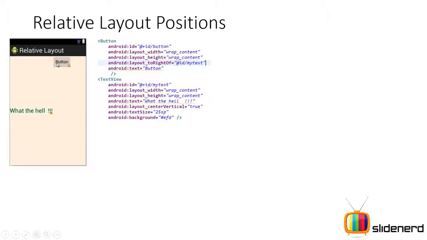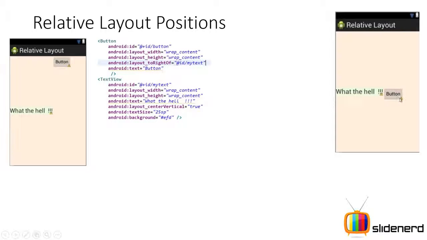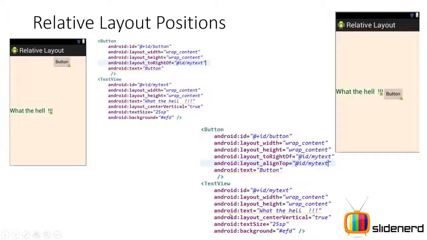But this is not actually what I want. What I want is something like this. The top side of the button and the top side of the text view should align with each other. So in short, while keeping the button on the right side of the text view, I'll have to align the top of the button with the top of the text view. So the code looks something like this. The text view remains the same as it is, but if you see the button, I say align top. I'm telling the button that, hey, please align your top with this guy. Who's that guy? ID my text, right? So in short, the top for both of them is aligned. You can do the same with the bottom, and you can do the same with the left and right.